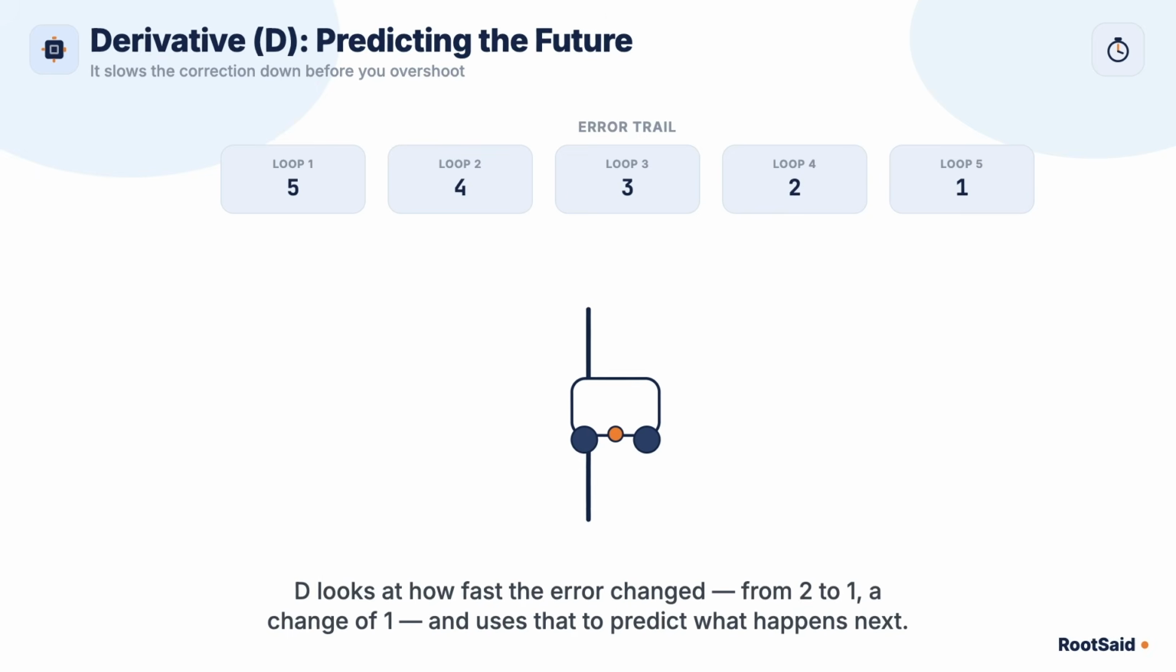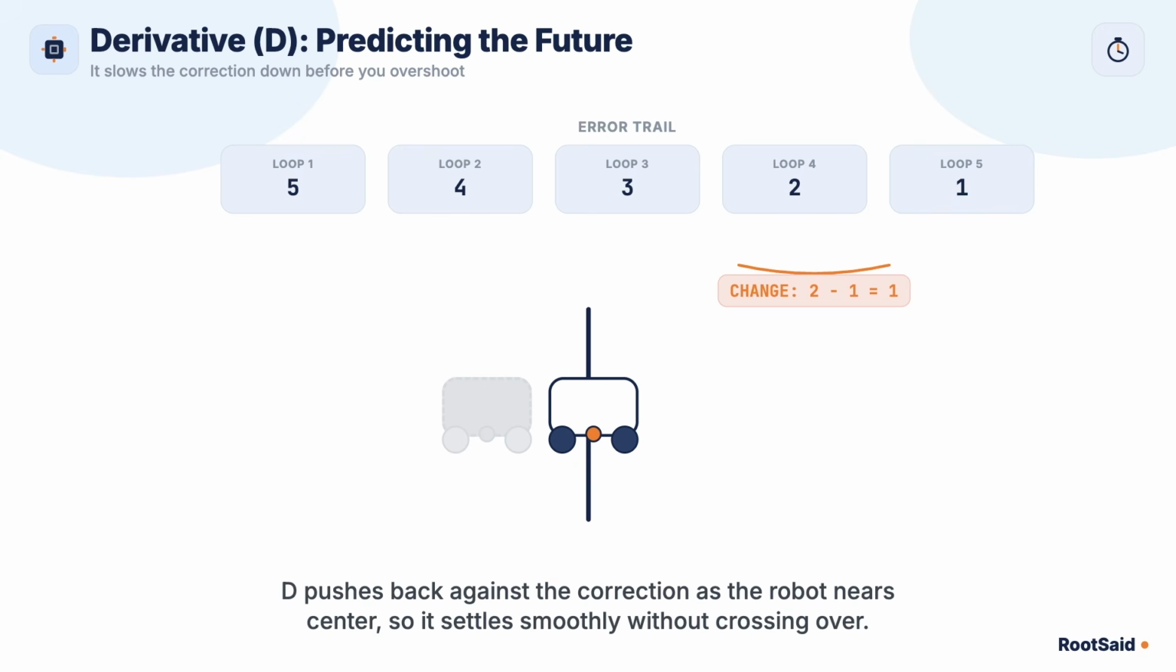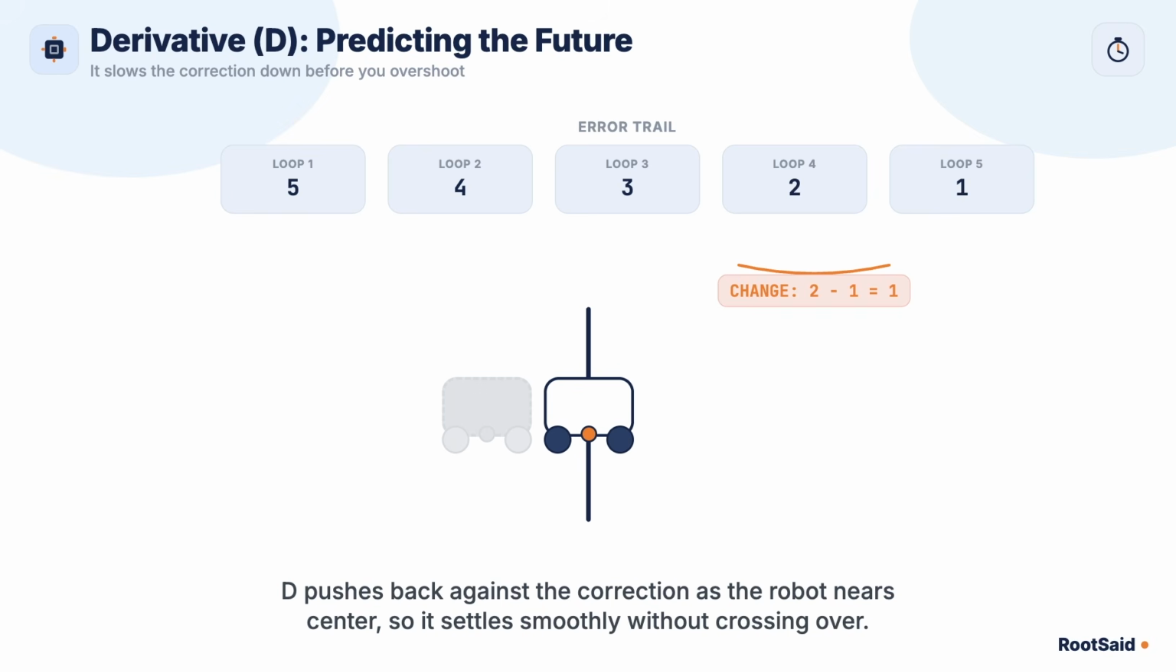But the problem is there is a chance that once it reaches the line, once the error has been corrected, it might go a little bit off to the other side because of how fast the error is being corrected. But derivative, or D, sees this coming and predicts that this will happen. It looks at the change. From 2 to 1, the error changed by 1. D takes that change and pushes against the correction. So it reduces the wheel speed difference before the robot reaches the center. In other words, as the robot approaches the center, it will start slowing the correction. And once it reaches the center, it will not go to the other side.